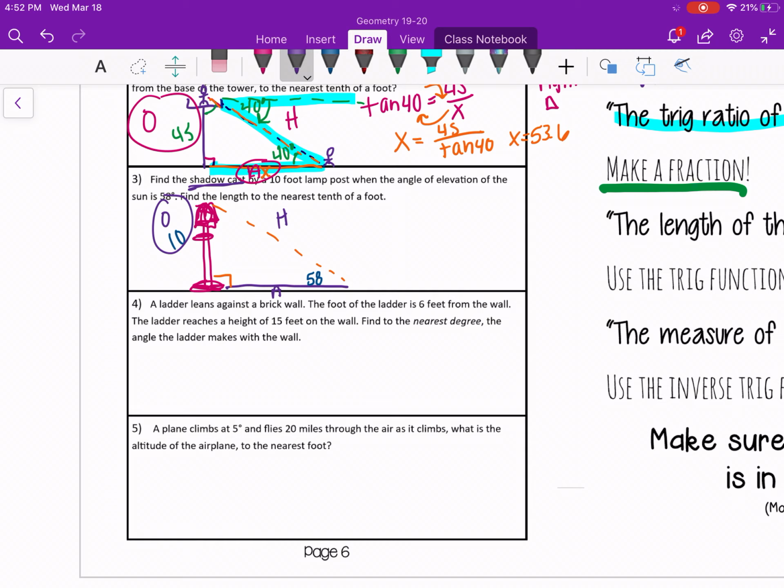So which line, A or H, is going to be the variable X that we're looking for? Which one of those lines represents the lamp's shadow? Okay, that's what you want to be asking yourself right now. Hopefully you said this one right here. So we have tangent of 58 equals opposite over adjacent. So again, you want to do your switch.